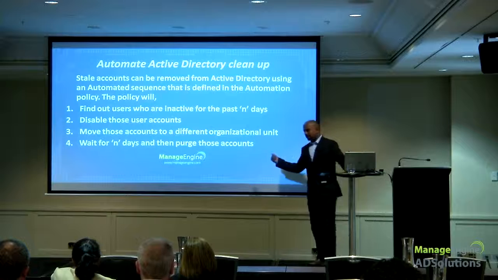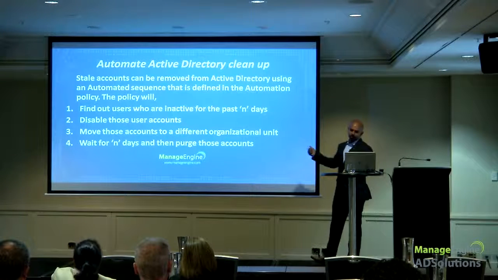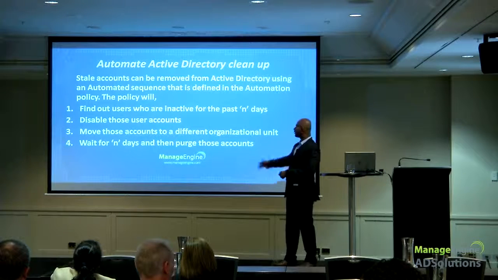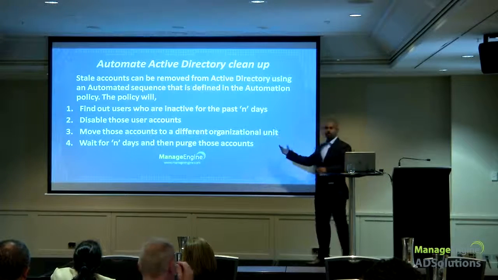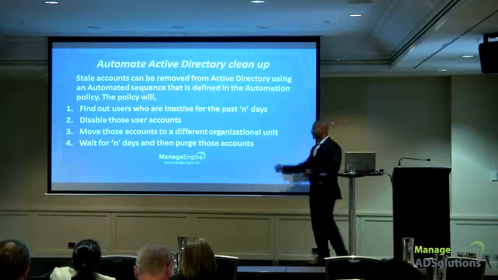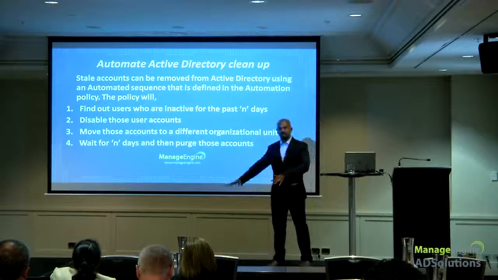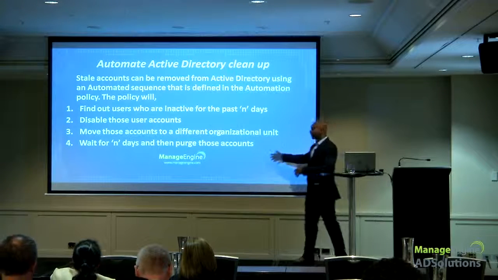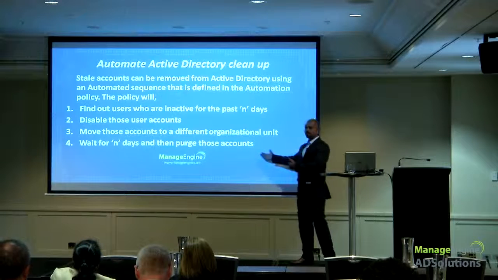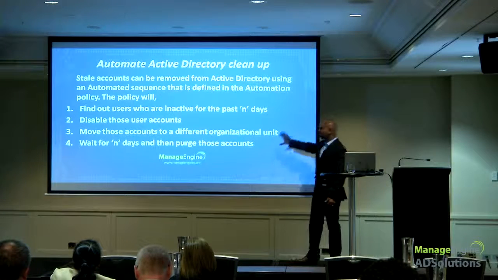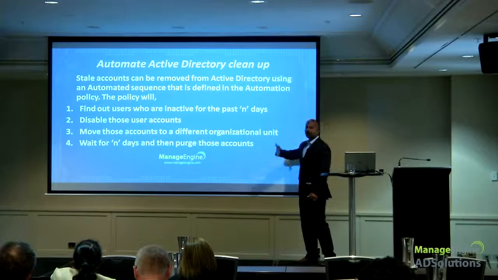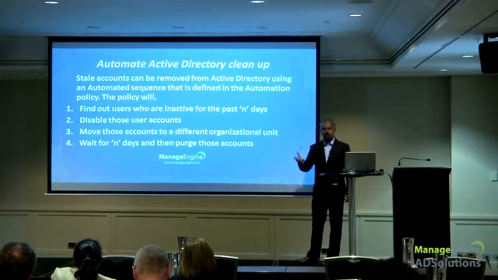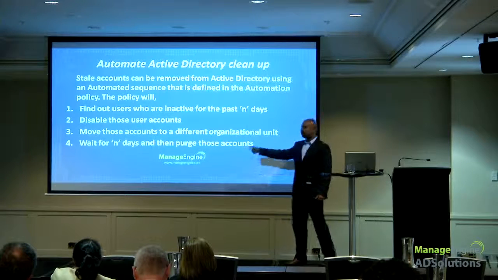This is the cleanup example that we are going to discuss. First, the automation will find out the users who have been inactive for the past, let's say, 90 days or 120 days, users who have not logged in. Then the automation would automatically disable those accounts, move them to a different OU, wait for another 30 days or 60 days, and then delete those accounts. So this is a complete cleanup. Since I have a sequence, I'll be creating an automation policy and then linking the automation policy to the automation part.